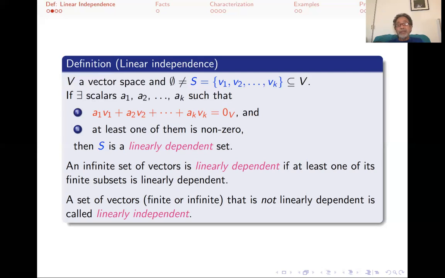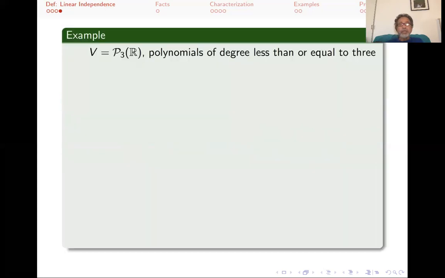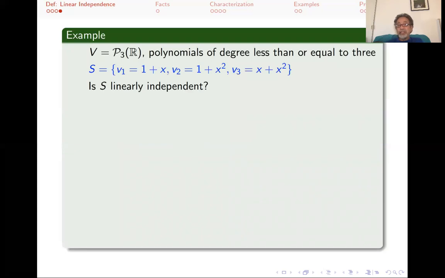We like independence. For example, that first set that we had at the beginning is a linearly dependent set of vectors in R3. Here's another example. V is the vector space of polynomials of degree less than or equal to 3. I have 3 vectors: 1 plus x, 1 plus x squared, and x plus x squared. And I want to know, is this set linearly dependent or independent? Let's try to find scalars so that that linear combination is 0. That's how I start.